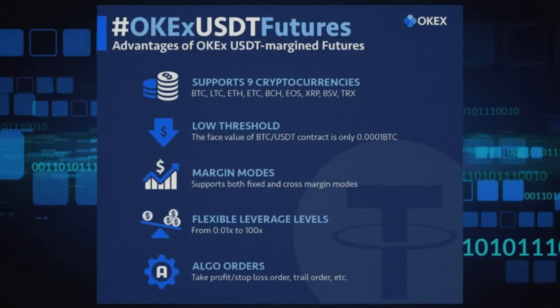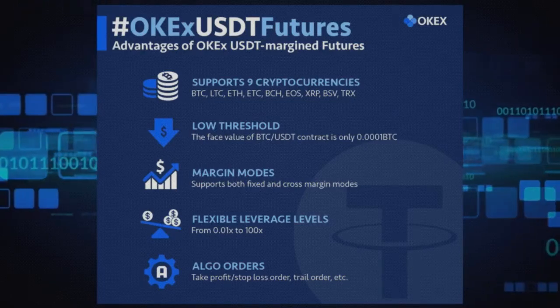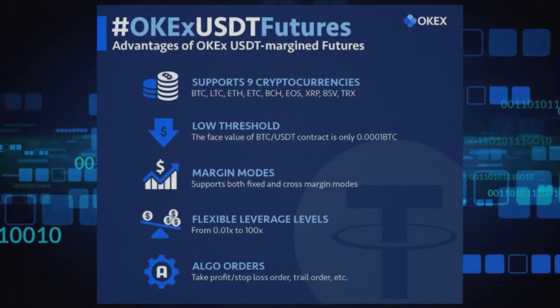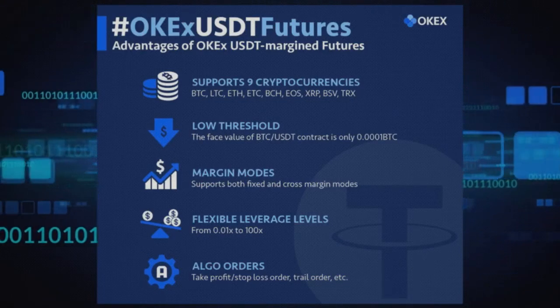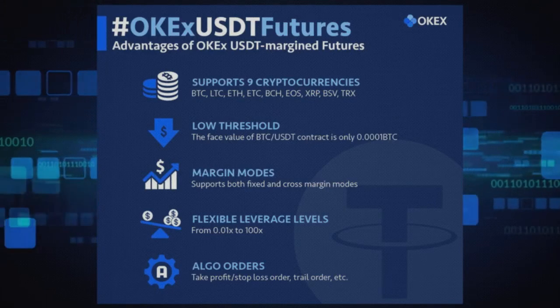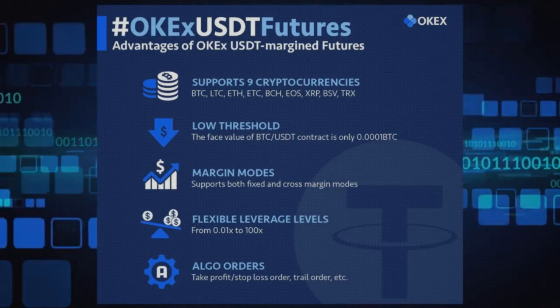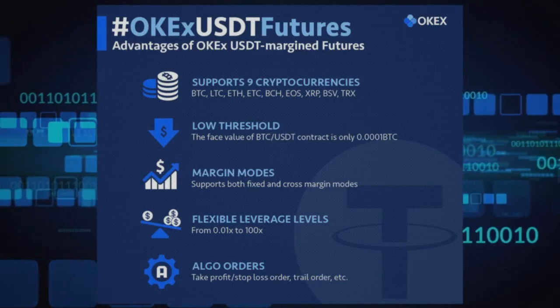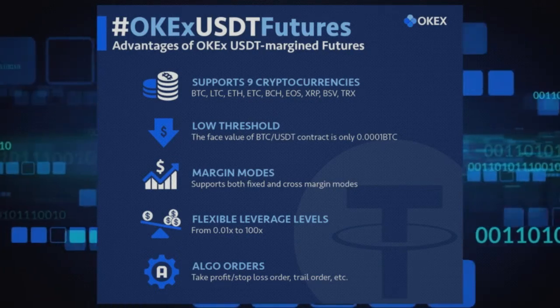Here are also a handful of advantages to USDT margin trading on OKX. They currently support 9 cryptocurrencies, they have a low threshold, margin modes are available, flexible leverage levels are also available up to 100x, and they also offer algo orders.